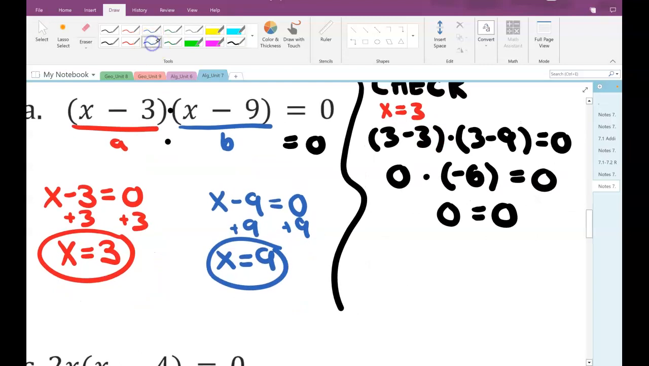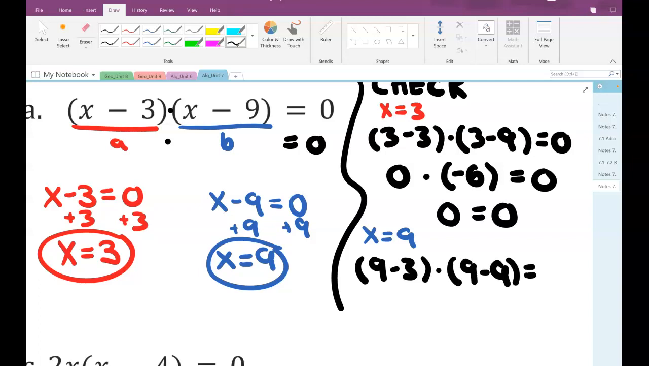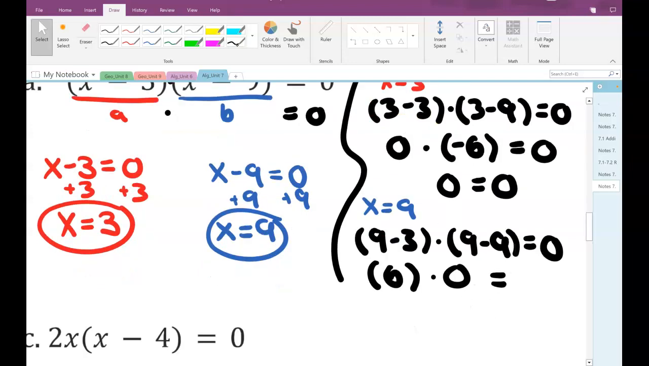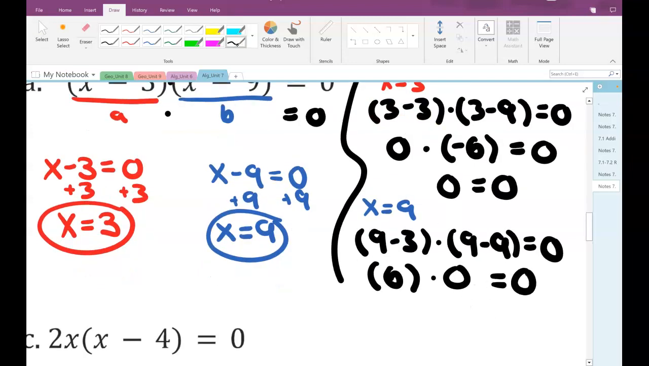You can check as well for x equal to 9 by doing the same thing, plugging in a 9 wherever you see an x. So we say 9 minus 3 times 9 minus 9 equals 0. Then 9 minus 3 is a positive 6. 9 minus 9 is 0. So again, we have a number being multiplied by 0. Any number multiplied by 0 is still 0. So then we have 0 equal to 0.